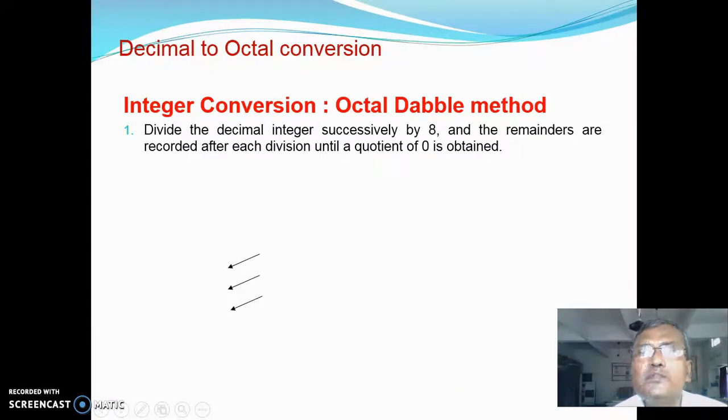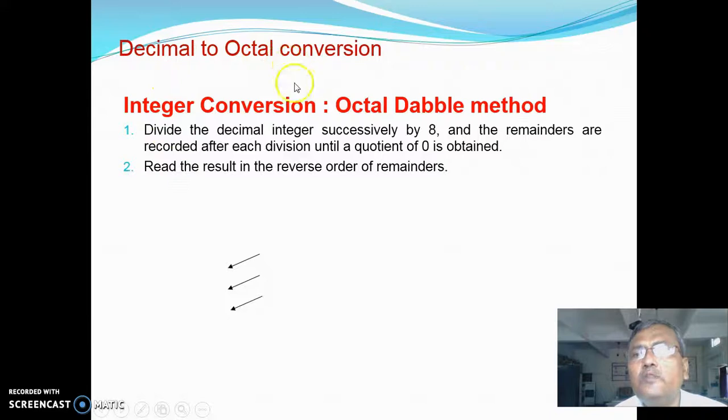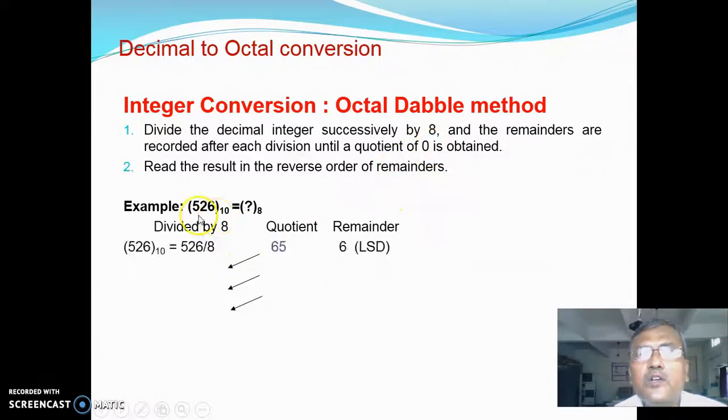Again it has two parts. One is the integer part, the other is the fractional part. The procedure is the same as the decimal to binary conversion, except that here the base is 8. Therefore we divide by 8 and write down the remainder in the same way. So for example, we consider 5265 to the base 10 is equal to what to the base 8 here.